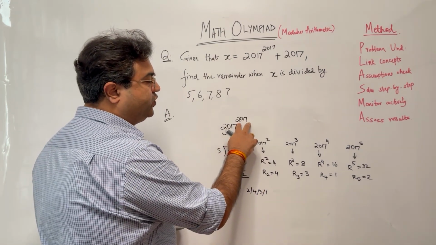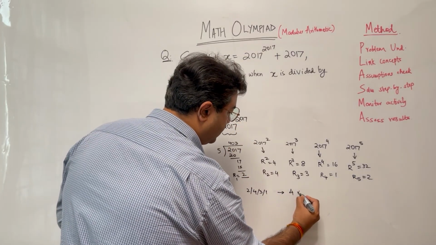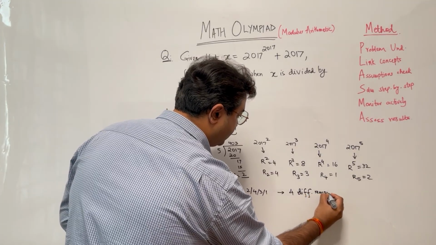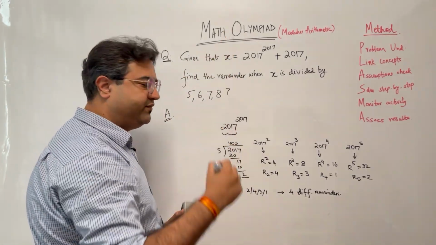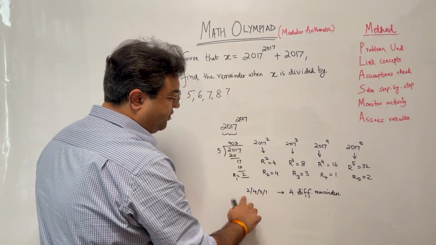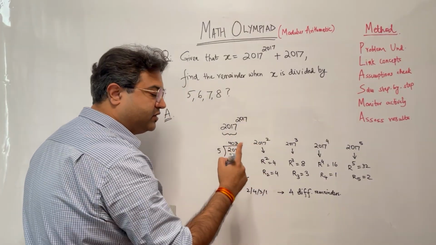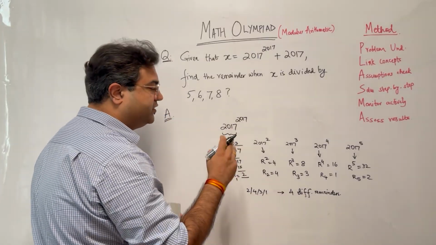Now we have to go until 2017. So we have to find out at which point it will stop. And we have to only find the remainder, right? The last digit actually. Yeah, the remainder.